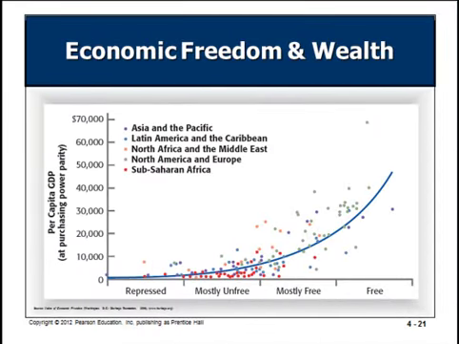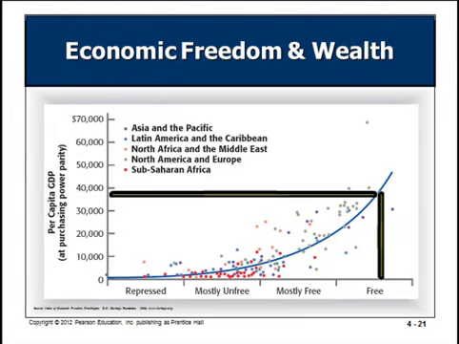Economic freedom and wealth. The connection between political freedom and economic growth is very uncertain. But as this graph shows, greater economic freedom tends to coincide with higher living standards.